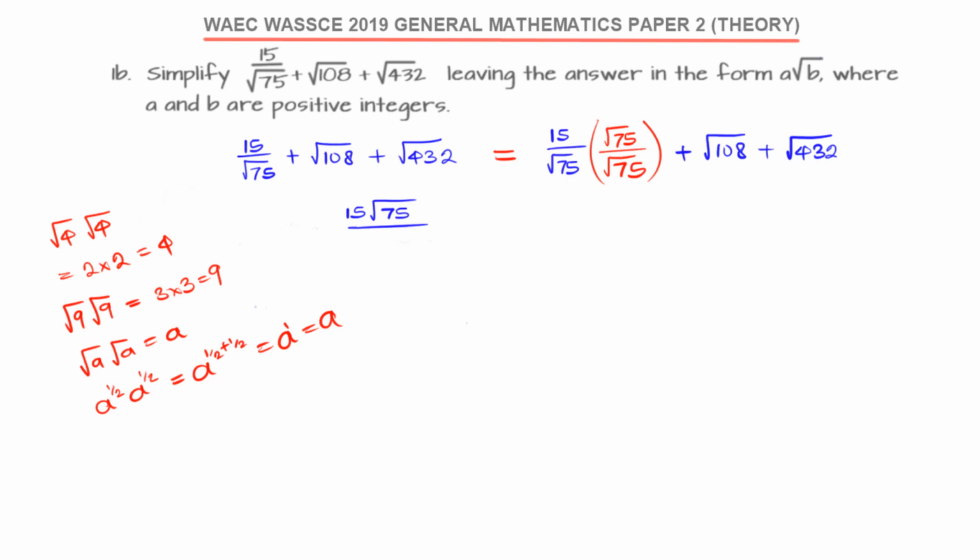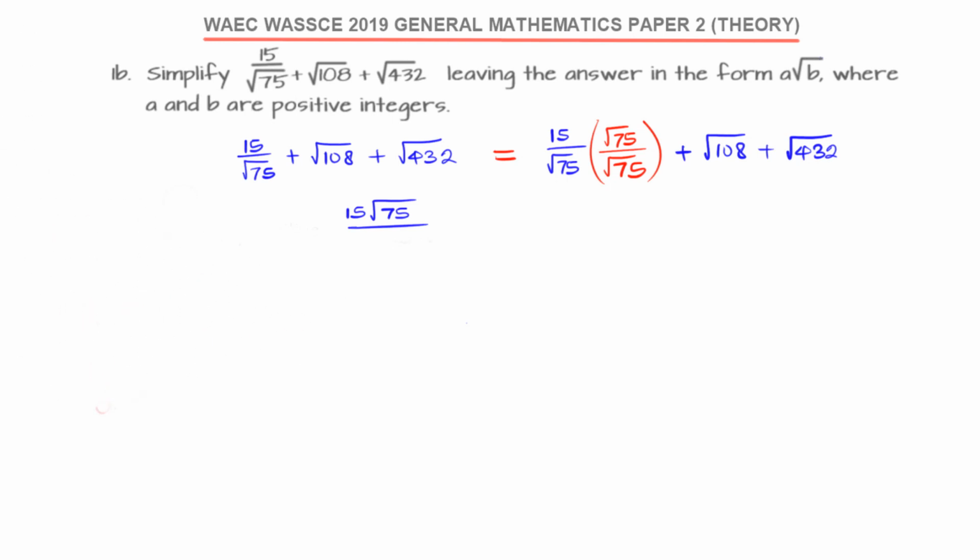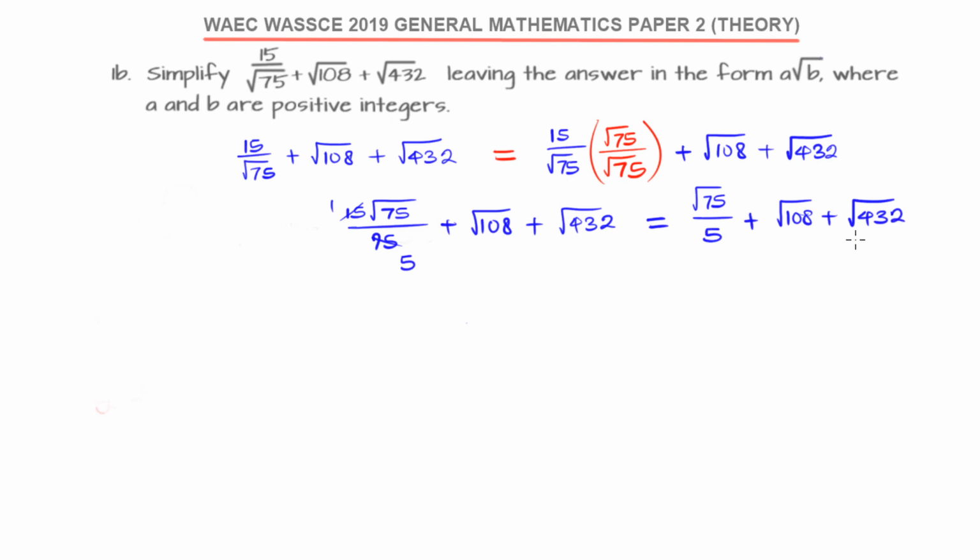So here, the denominator of our expression, root 75 multiplied by root 75, is going to give us 75. So we can have the other entries plus root 108 plus root 432. Now, 15 can go into 75 to give us 5, so that our expression is now, okay, root 75 we can also break down more, but if we want to write our expression, let's say we have root 75 over 5 plus root 108 plus root 432.